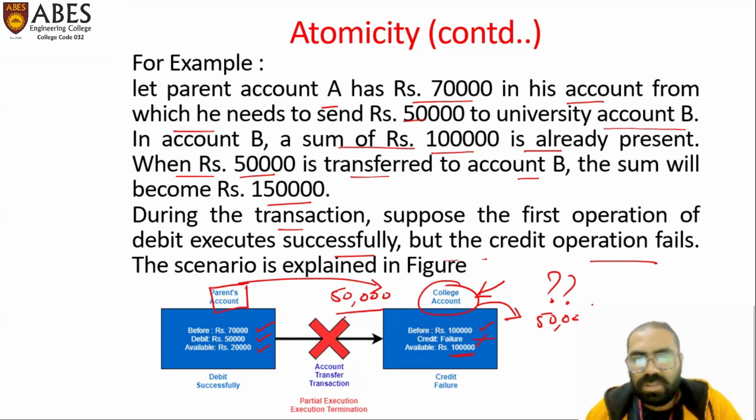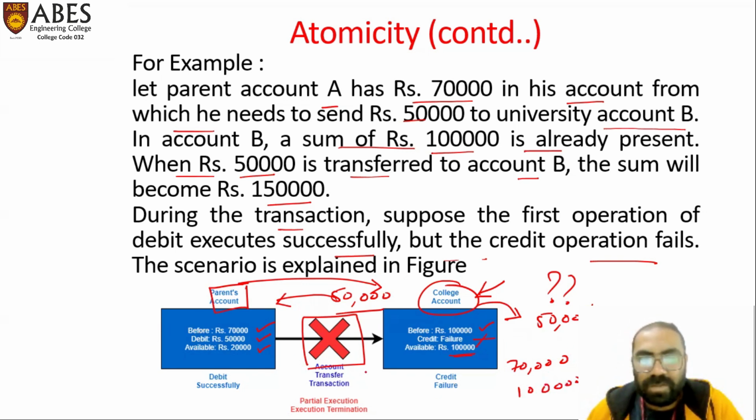So what happens is the transaction fails, it gets rejected, and this money is credited back to the parents' account. Then the parents' account again has 50,000 plus 20,000, that is 70,000, and the college account has 1 lakh rupees. That's why the transaction is either completed or it is not. There is no intermediate state, because from this scenario it is very difficult to say where the 50,000 is and who is responsible for it.